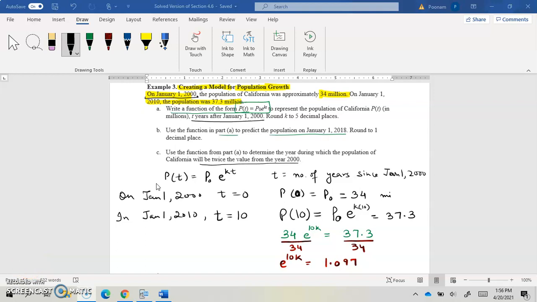We are doing question number 3 here. We are done with part A. We found the function. Then we did part B to predict what will be the population in 2018. Now it's asking to use the function from part A to determine the year during which the population of California will be twice the value of 2000.